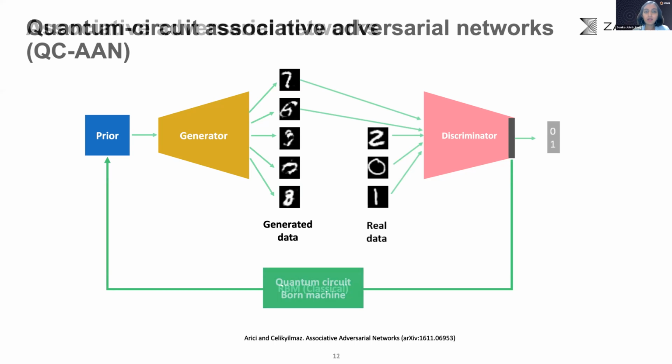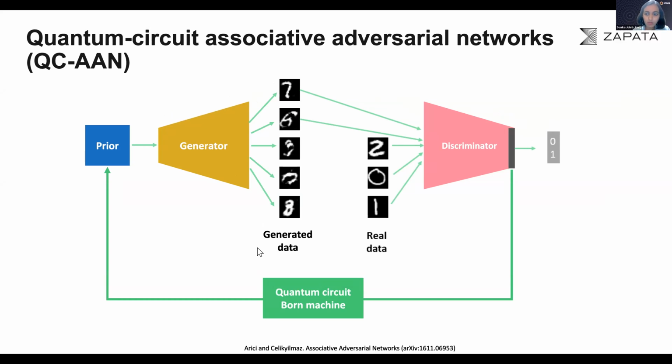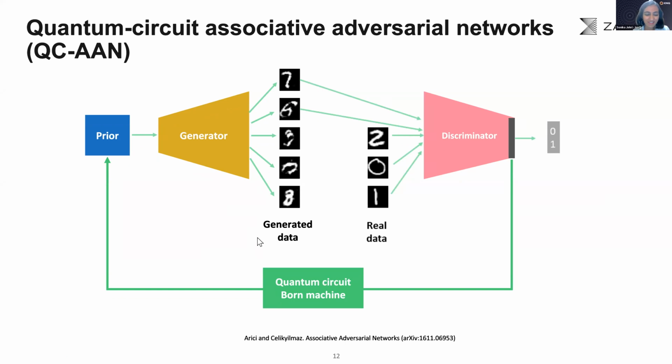Well, since we're working with quantum computers, instead of using a classical born machine, we can instead use a quantum circuit born machine to do the same thing. That is, to learn the optimal distribution for the prior. Here, a quantum circuit is initialized with random parameters.